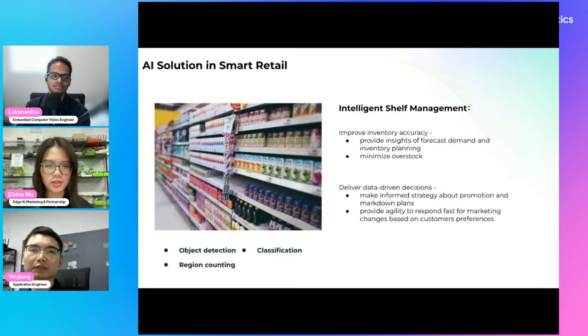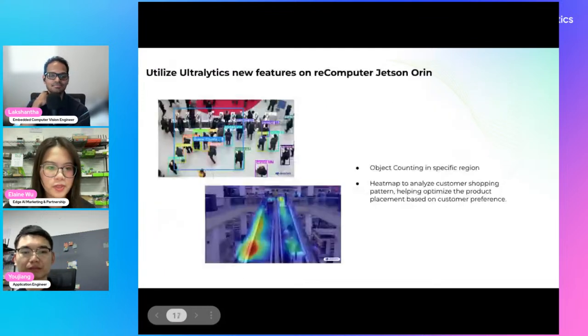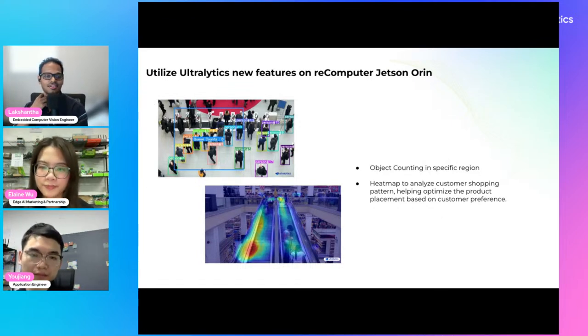Usually the camera is just on the shelf. Yeah, on the shelf or on the weight. And then you can hold the device there, and the weight will calculate the price. Yeah. So here we use object detection, classification, and region counting. Yeah. So next we will dive into Ultralytics new features under Jetson Orin.